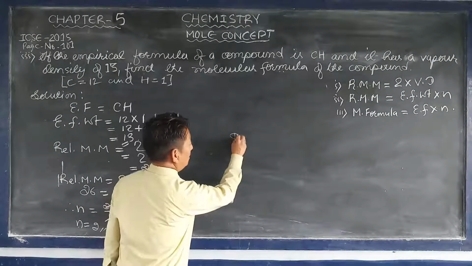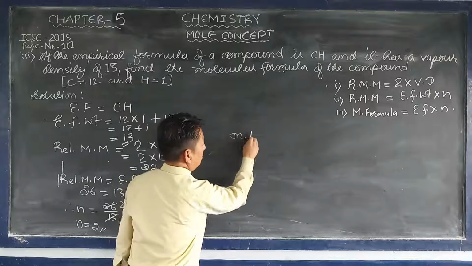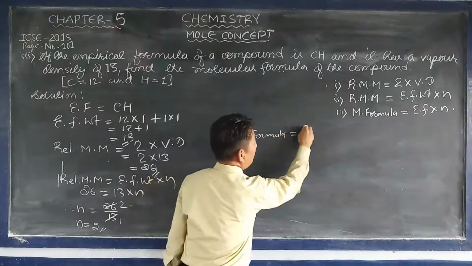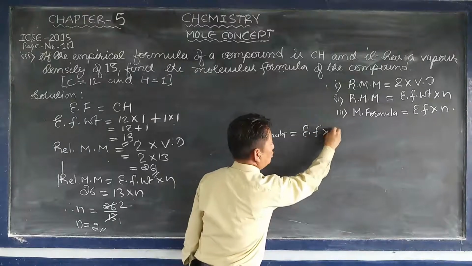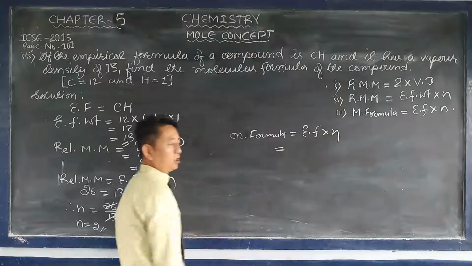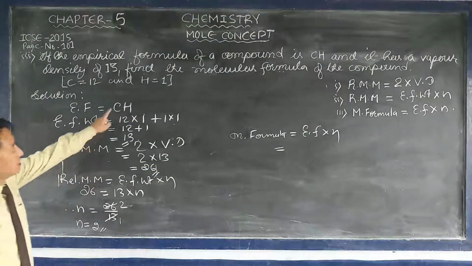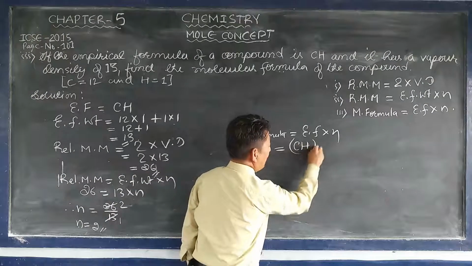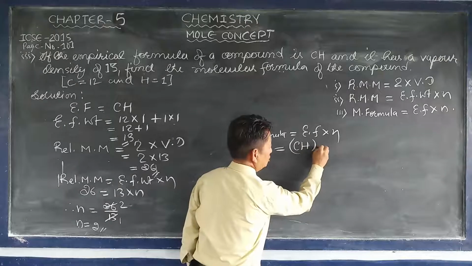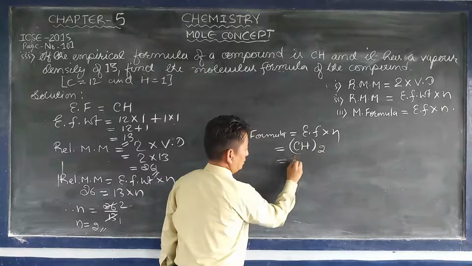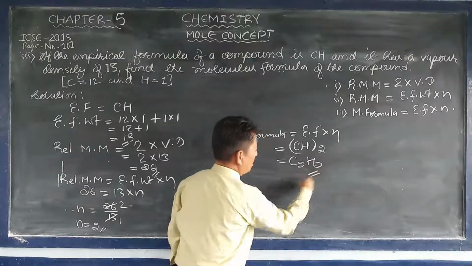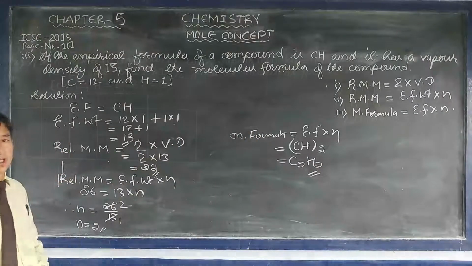Now last one here, molecular formula is equal to empirical formula into N. Now what is the empirical formula? CH. We'll write here CH. What is the value of N? N is 2. So C into 2, H2. This is the molecular formula of the compound.